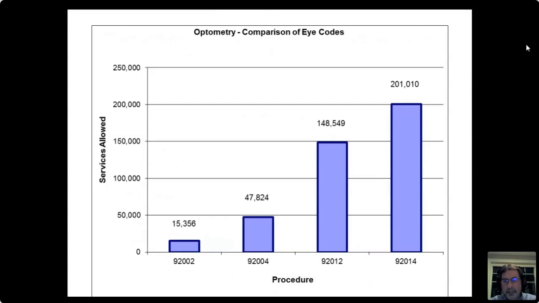And this really kind of makes sense. As a general rule of thumb, most optometric practices are doing comprehensive eye exams. So you're going to see 92004s and 92014s dominate. And generally speaking, we're going to see more established patients than new.